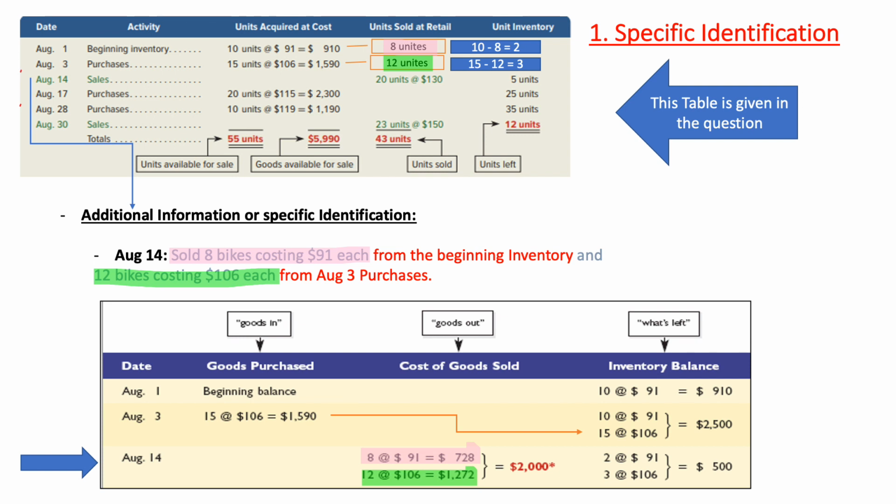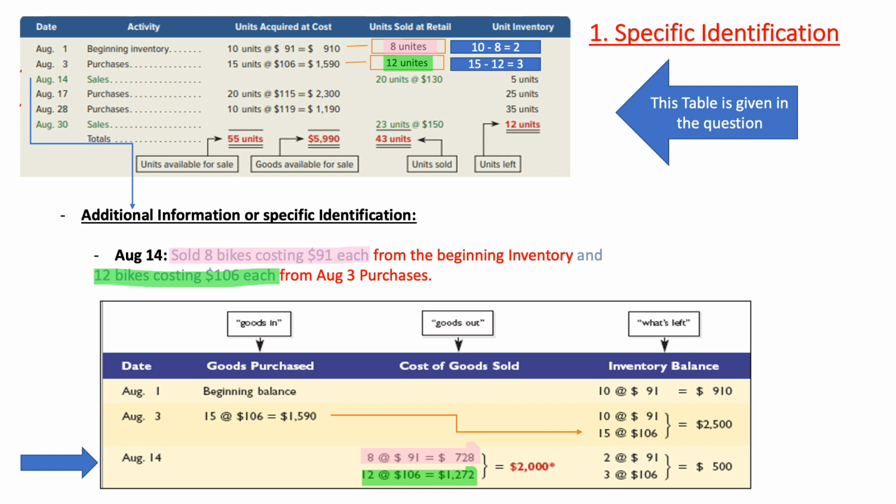If I add them together, it means that the cost of goods sold for this August 14 sale is 2000. Now remember, if the company sold merchandise, it means that their inventory is going to decrease. Why is their inventory going to decrease? Because the company sold from their merchandise. So their inventory is going to decrease.